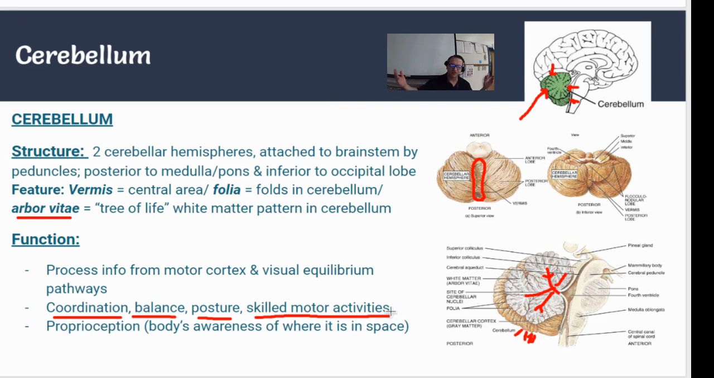Cheerleaders doing their cheers, a karate fighter, dancers, all these complicated motor movements. It's the primary motor cortex working along with the cerebellum in order to make those complex movements occur. And also don't forget about proprioception. That's where you know where your body is in space, even without looking at it. My right hand is right there because I have proprioceptors in my limbs and also in my brain. So that is the cerebellum.